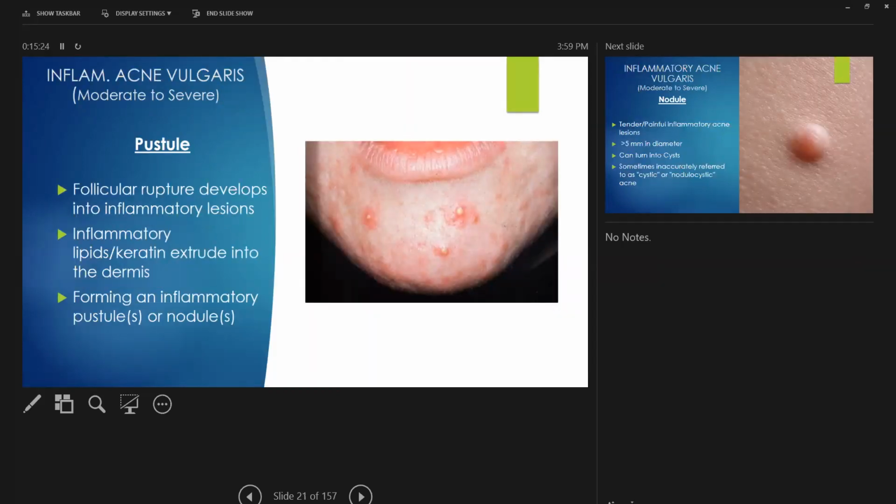Here's the pustule. The pustule is filled with pus. The follicles can rupture, and then they can turn into these inflammatory lesions. Inflammatory lesions are caused because of the lipids and keratins that extrude onto the dermis, not to mention the bacteria as well.